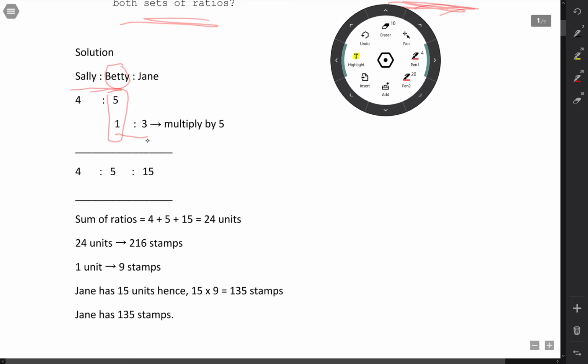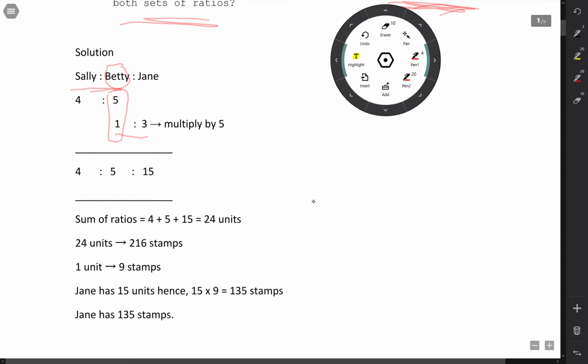This is ratio. What this means is that if you want to make this number 1 become 5, you have to multiply the whole thing by 5. And once you multiply everything by 5, you actually get 5:15. And once Betty's ratio is 5, they will be the same. It tells you this, and we can bring Sally's value down here.